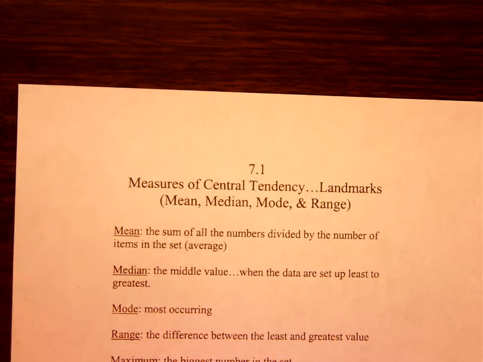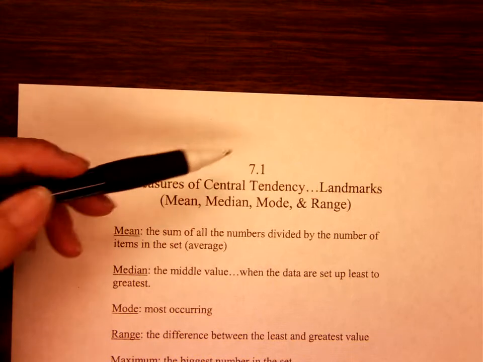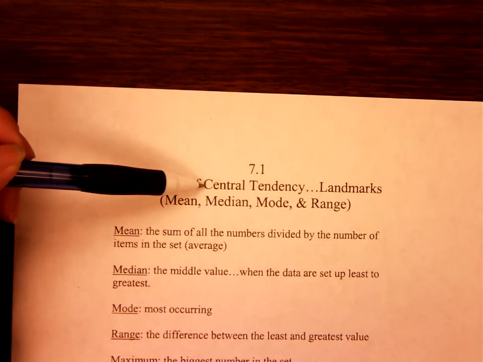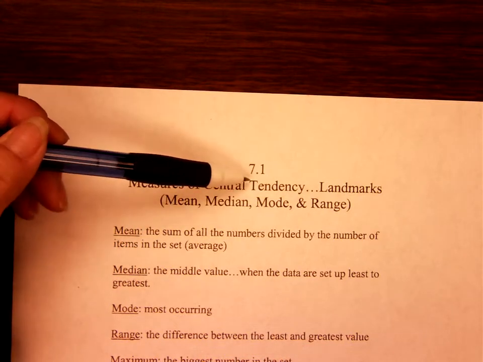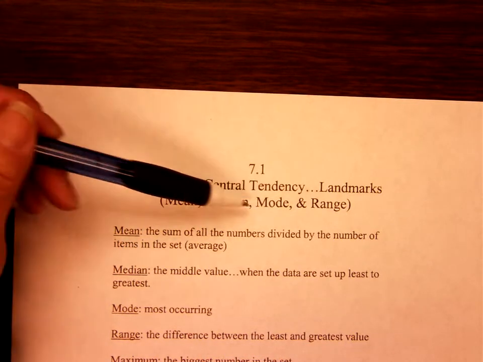Okay, so today's lesson is 7.1, measures of central tendency, or another name for central tendency is landmarks. So you might hear the word central tendency or landmarks. But when we're talking about central tendency or landmarks, we mean mean, median, mode, and range.